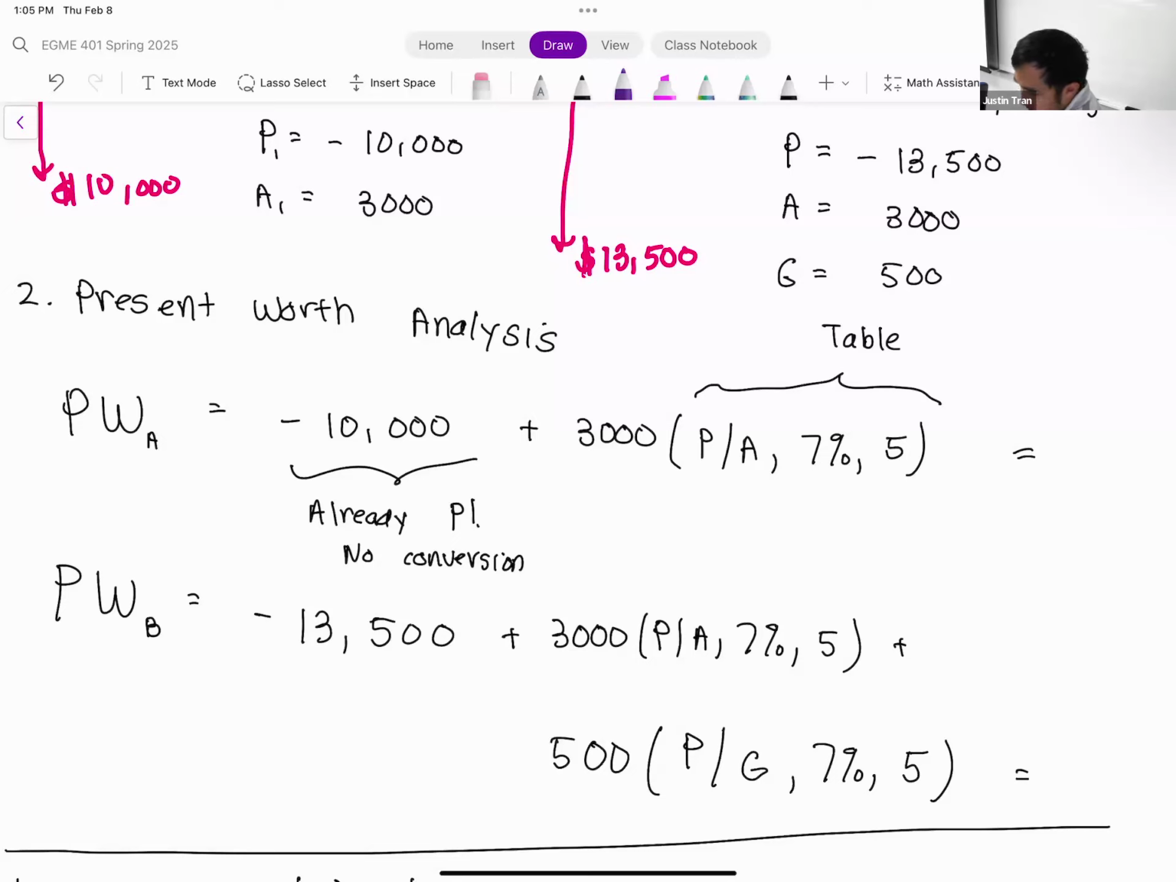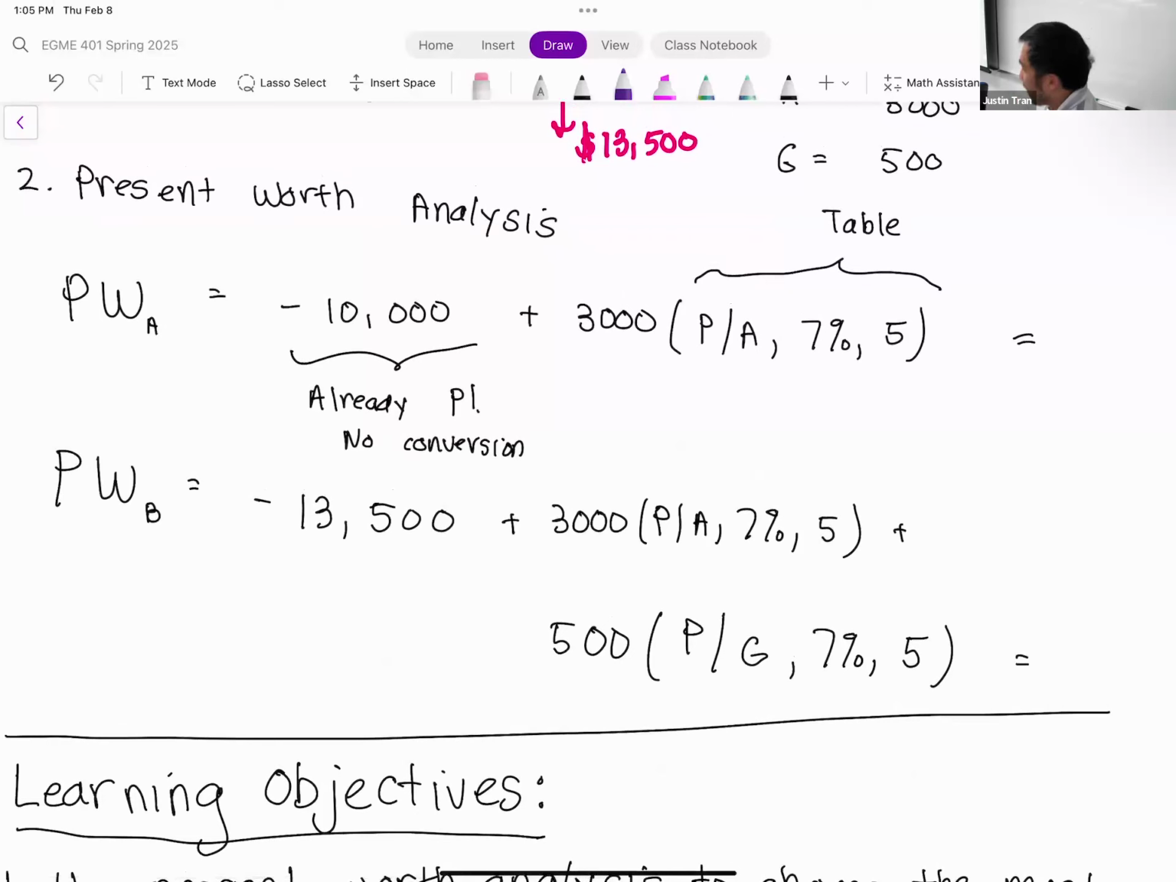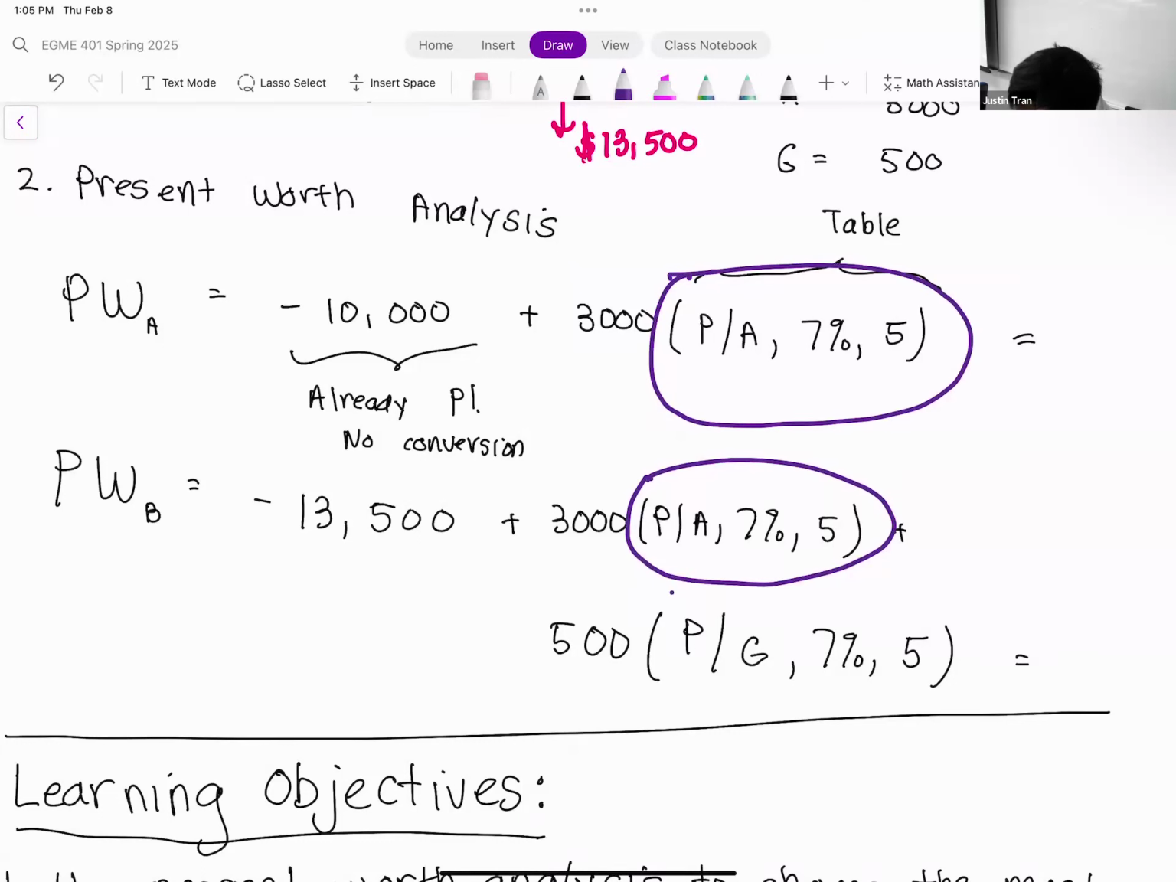Then we can set up the same equation for machine B, except the only difference for machine B is that we have this additional P over G factor as well. All of these things that I have in parentheses, this P over A factor, this P over G factor, we're going to look these up in the compound interest table. Once you kind of know where to look, what columns and so on, the compound interest table is going to be very fast. I'm going to show you how to do that just now.